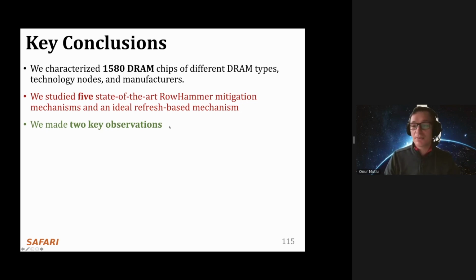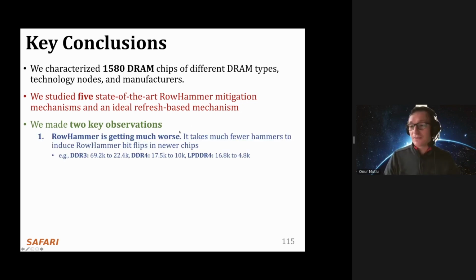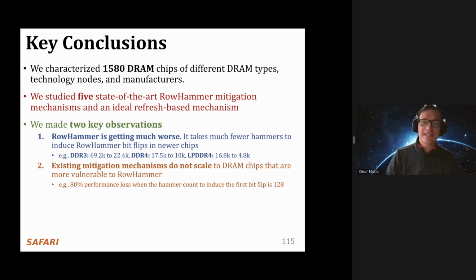And there are 2 key observations in this work. First of all, Rowhammer is getting much worse, evidenced by data from the real chips in the field. It takes much fewer hammers, activates, to induce Rowhammer bit flips in newer chips, as low as 4.8K double-sided hammers. It used to be 139K in 2012, 2014. So we're about 2 orders of magnitude lower today. So vulnerability is increasing. And existing mitigation mechanisms do not scale to DRAM chips that are more vulnerable to Rowhammer, as we will see in a little bit.